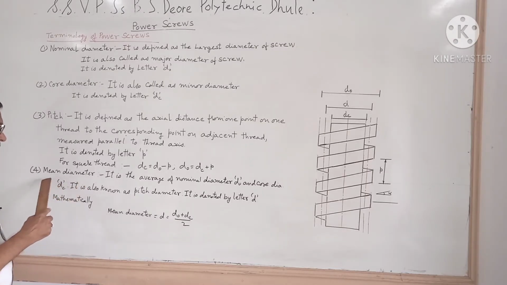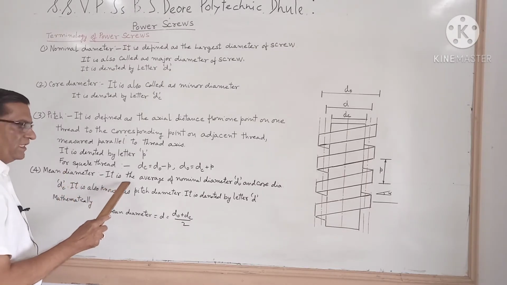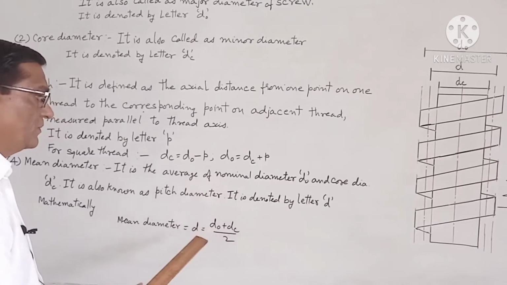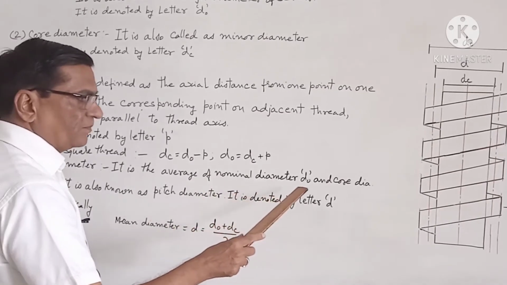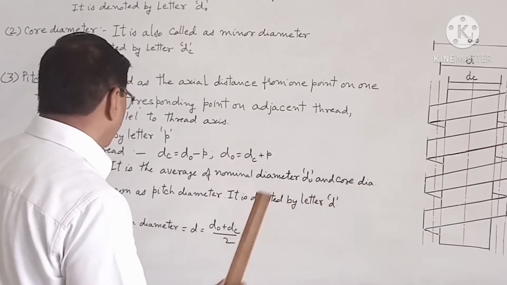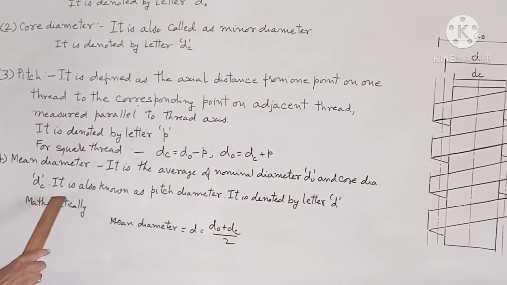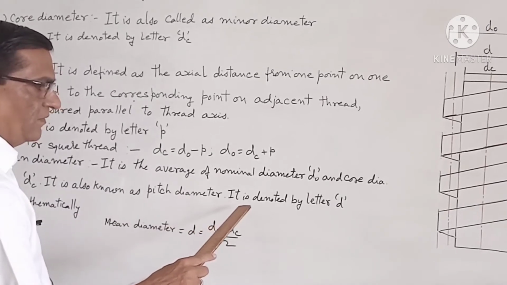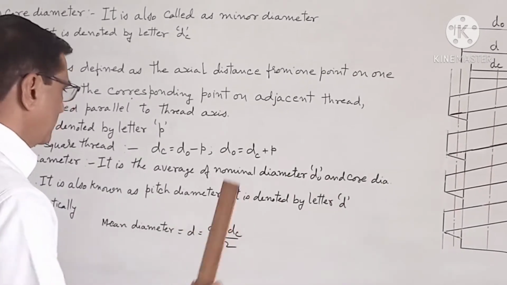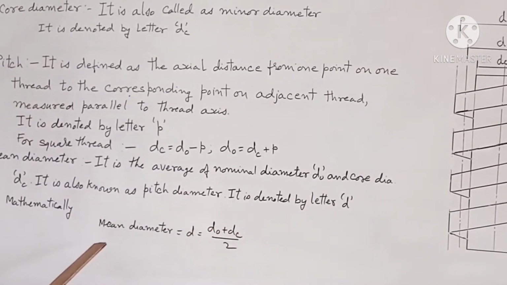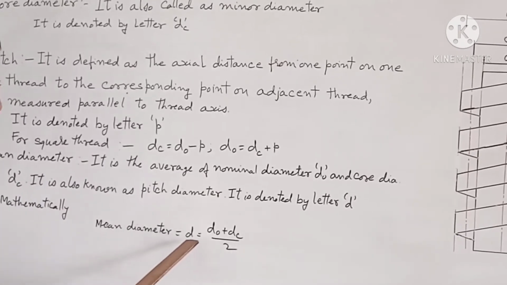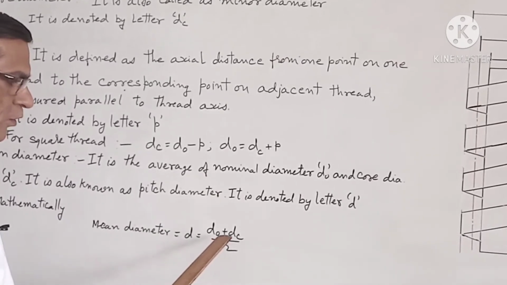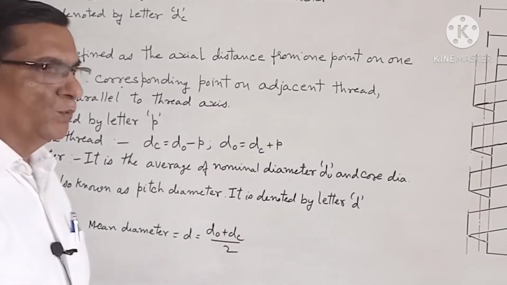Mean diameter or mean effective diameter. It is the average of nominal diameter Do and core diameter Dc. It is also known as pitch diameter. It is denoted by letter D. Mathematically, mean diameter D is equal to (Do plus Dc) by 2.